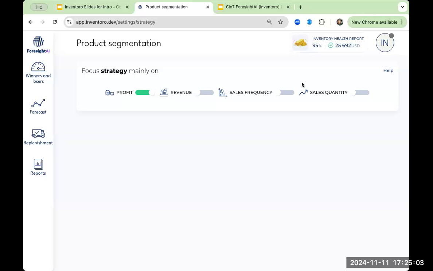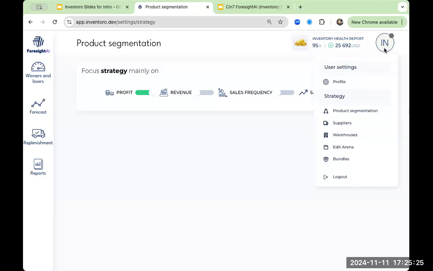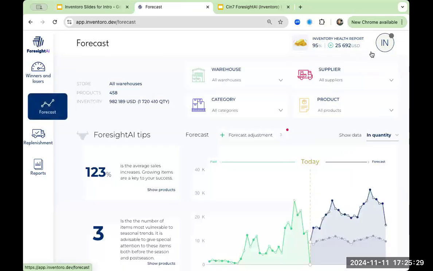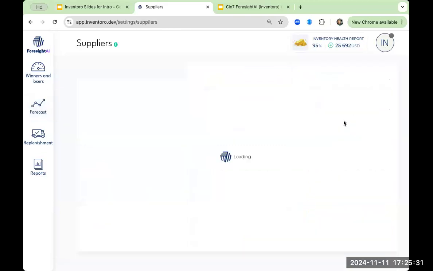So what I mean by that is try not to change this too frequently, because it can in turn impact your winners and losers, which can in turn change your replenishment, but can also change your forecast. So a lot of different things at play, which is why we recommend not to change it too often. Next, we have suppliers, and this is going to be something to just kind of double check.